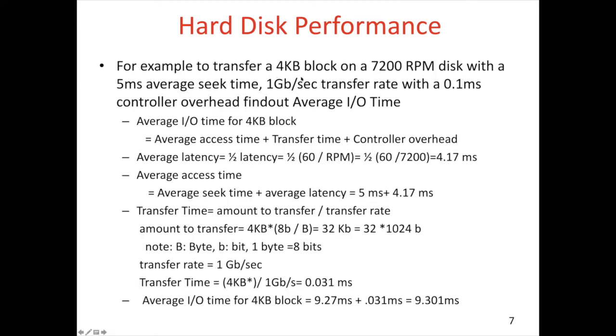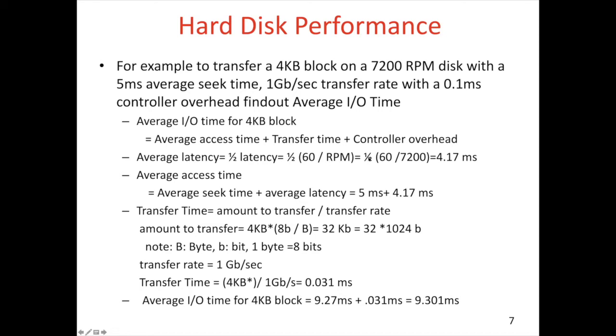For example, to transfer a 4 kilobyte block on a 7200 RPM disk with a 5 millisecond average seek time and a 1 gigabit per second transfer rate, with a 0.1 millisecond controller overhead, find the average input-output time. The average input-output time for a 4 kilobyte block is given as average access time plus transfer time for the 4 kilobyte block plus controller overhead. Average access time is average seek time plus average latency, and average latency is 1/2 latency, which is equal to 1/2 times 60 divided by RPM.